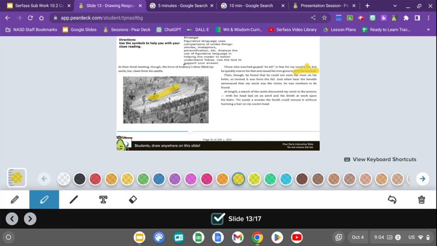At length, a search of the castle discovered my uncle in the armory, with his head laid on an anvil, and the smith at work upon his helm. This surely was a wonder, that the smith could remove it without harming a hair on my uncle's head.